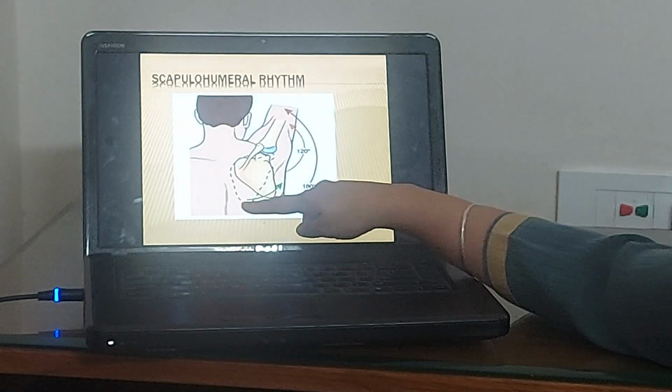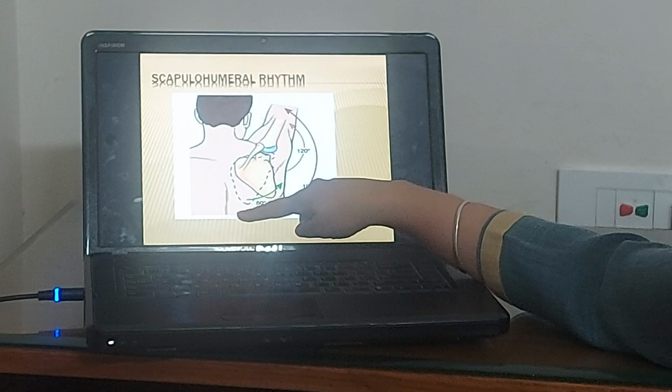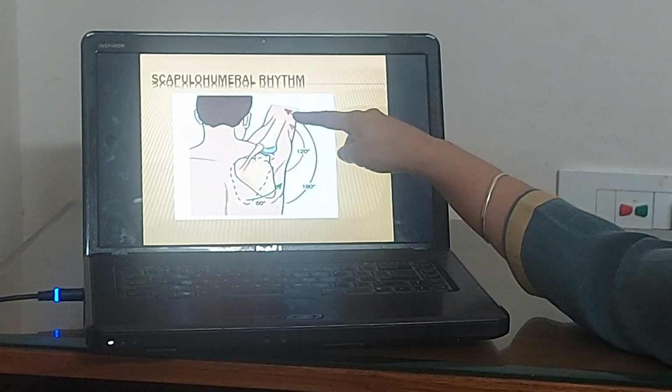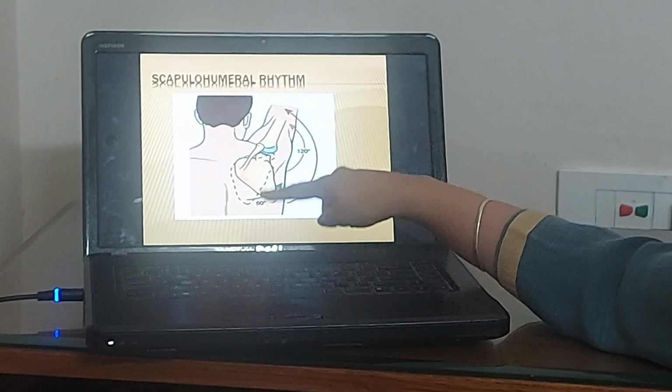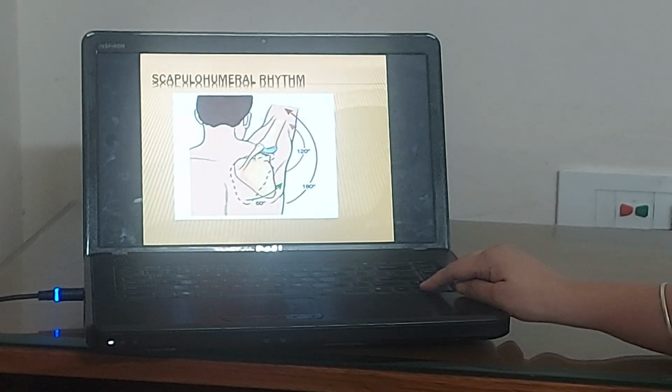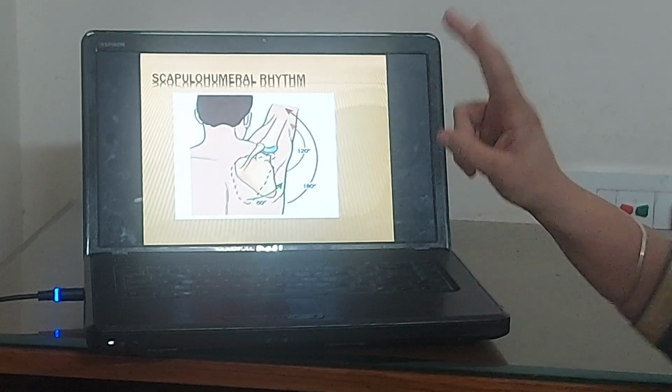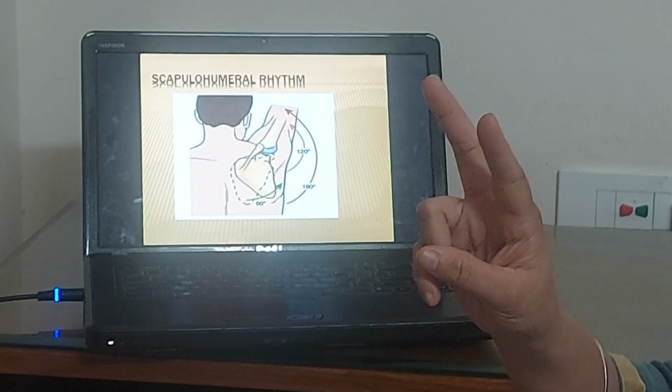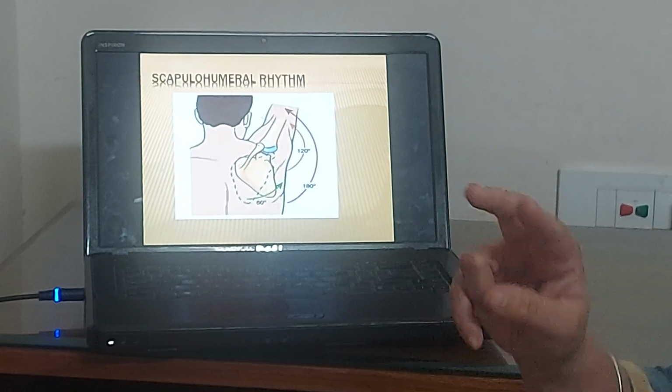So you can see this is the 60 degrees of motion at the scapula, whereas 120 degrees of motion is taking place at the glenohumeral joint. So the total of 180 degrees of shoulder elevation is possible because of the two major contributions, that is of glenohumeral and scapulothoracic.